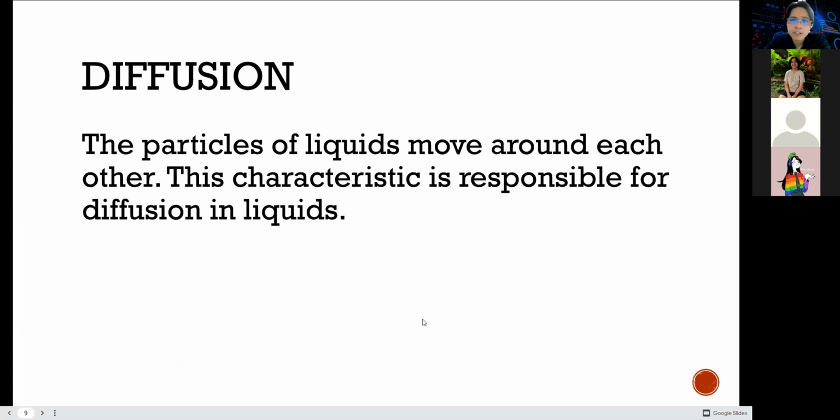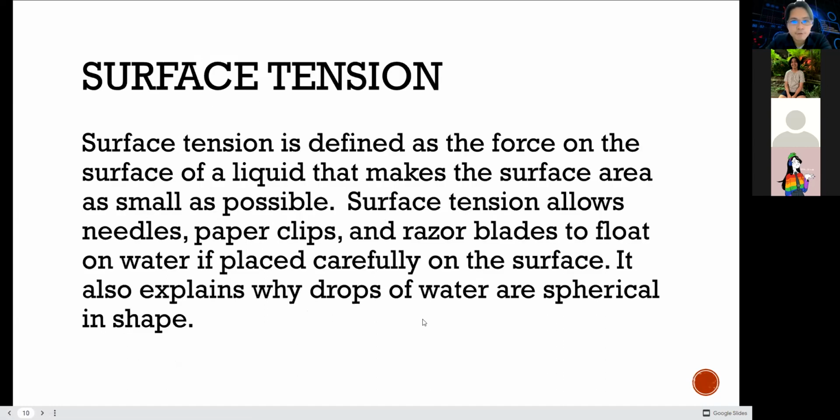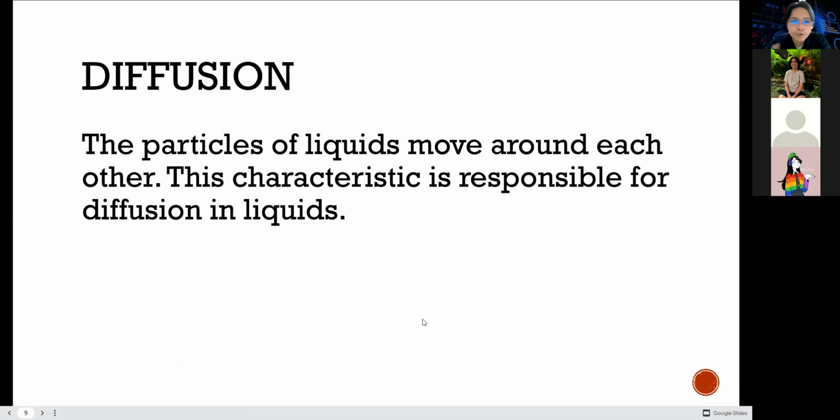The particles of liquids move around each other. This characteristic is responsible for diffusion in liquids. Okay. Surface tension. By the way, for diffusion, since these particles are moving, it can actually diffuse from one fluid or from one liquid to another.